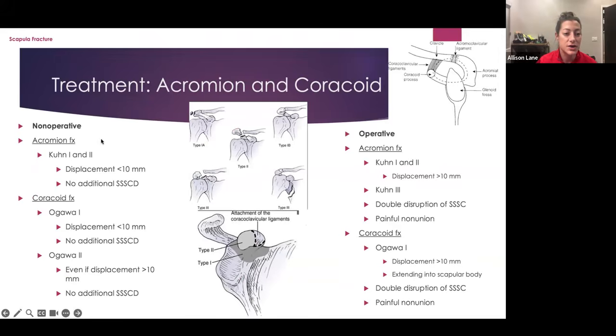Otherwise, these are types 1 and 2 of the acromion fractures. These ones are going to be non-operative, especially if displaced less than 10 millimeters. And with coracoid, really any Ogawa 1, this one down here, with a displacement of less than 10, or any at all Ogawa 2, because it's distal to that CC ligament, you really don't need to do anything with that one at all.